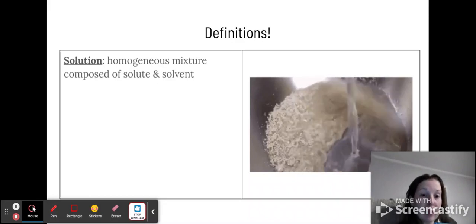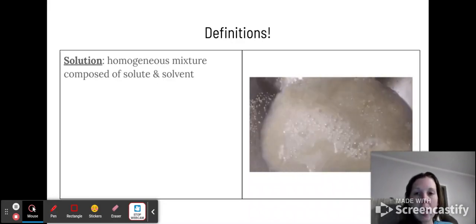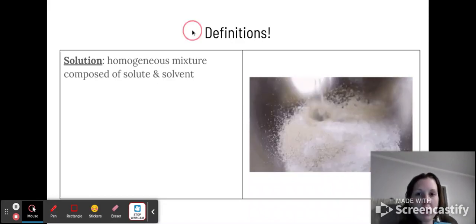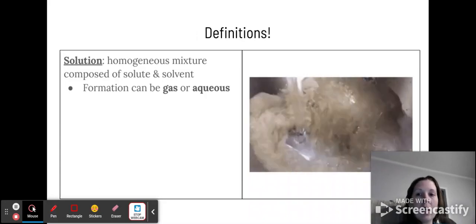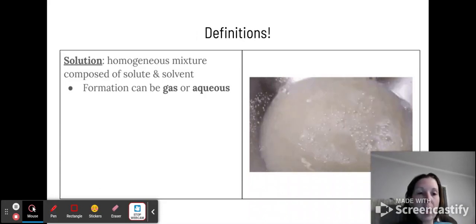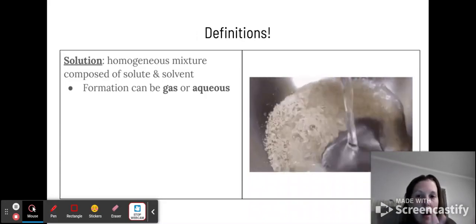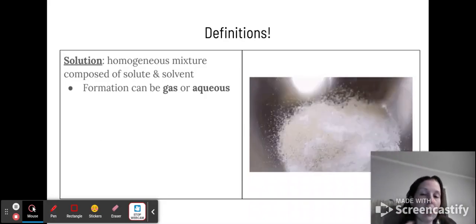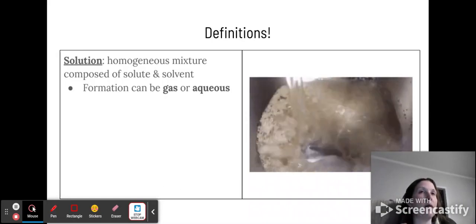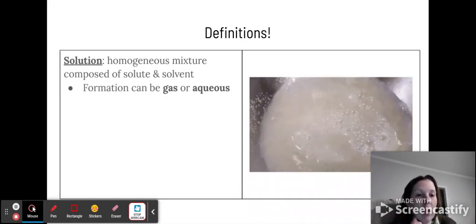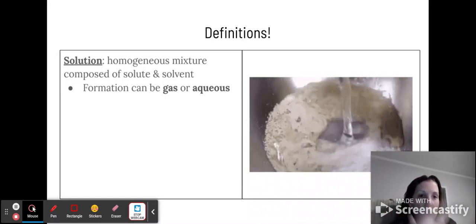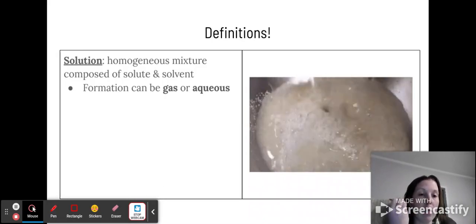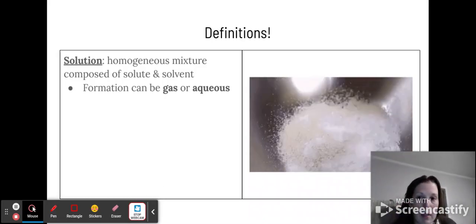And the first one is a solution. So a solution is a homogeneous mixture composed of solute and solvent. When we look at a solution, it doesn't just have to be a solid dissolved in a liquid or an aqueous solution. It could be a gas dissolved in a liquid. It could be another liquid dissolved in a liquid. But it just means you have two mixtures that are coming together that when they are mixed together, they look like one substance.